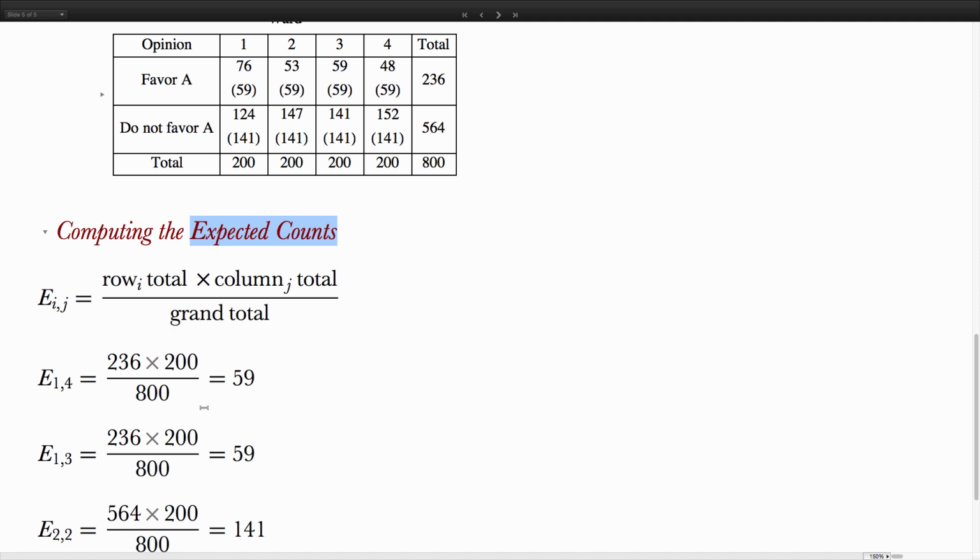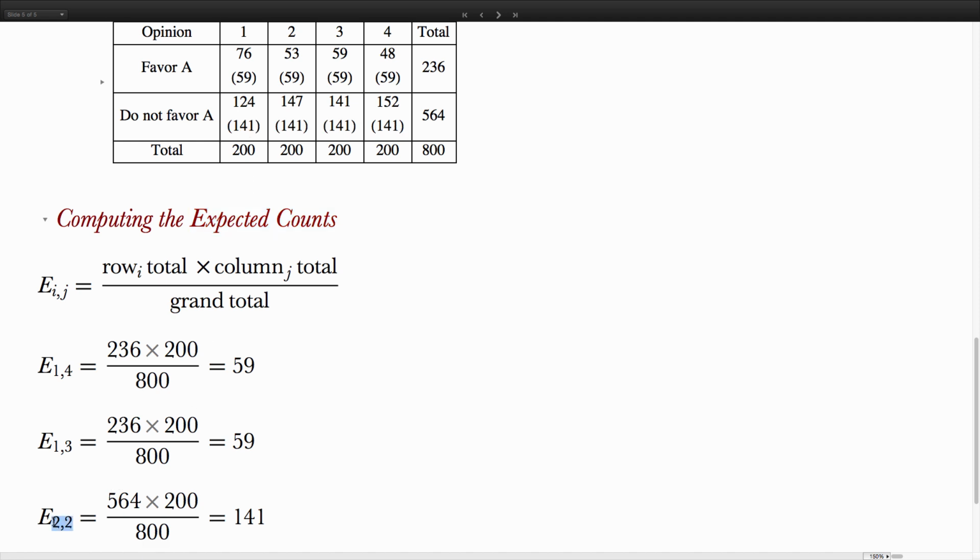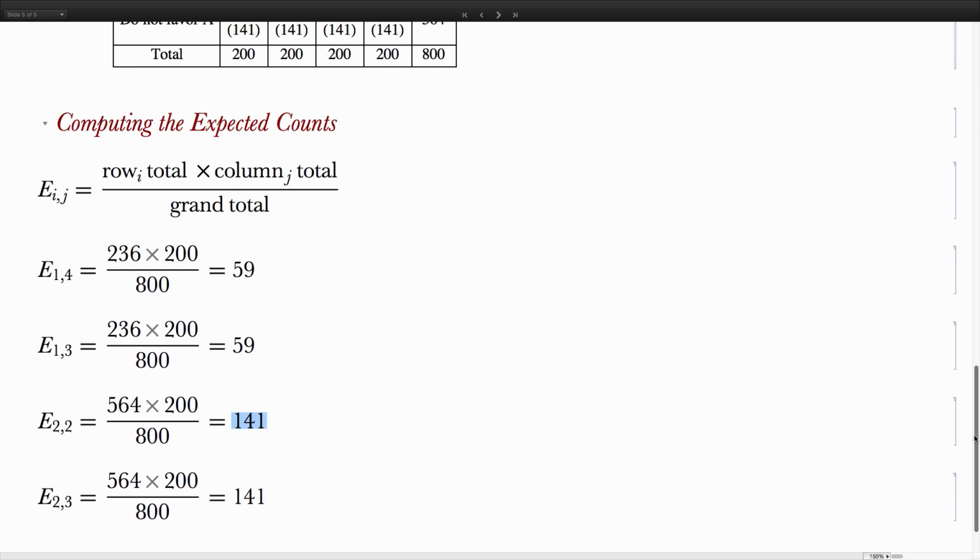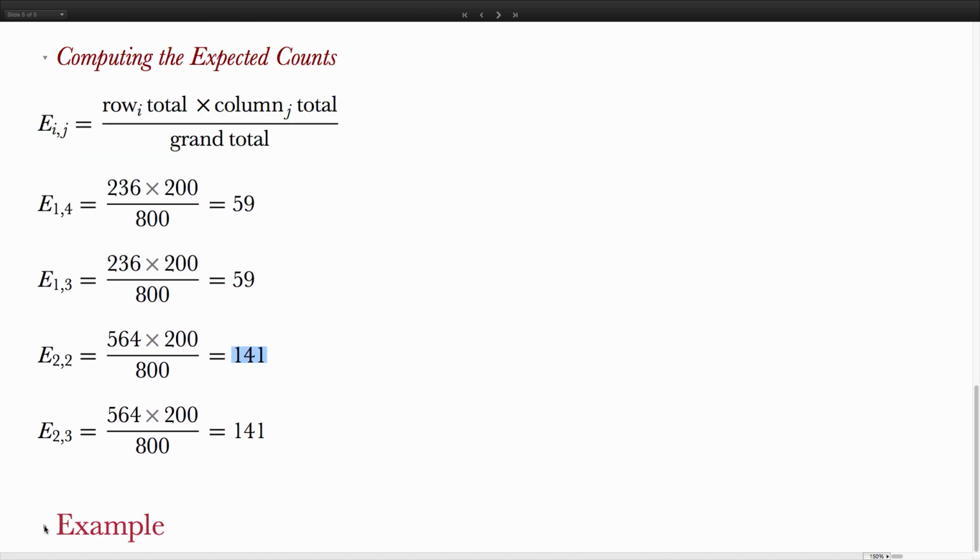But as a demonstration, we can calculate E22. The observed count is right here, so the row total is 564 for this cell. The column total is 200, divided by 800, which is 141. Okay, so let's continue this example here.